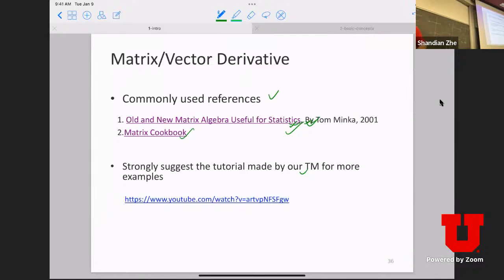And if you still feel a little bit uncomfortable and want more practice and more examples, I have posted this tutorial made by my student. He did this tutorial before, and he spent one whole lecture introducing this. Many previous students felt really great about this lecture. So if you have time, or if you feel it's necessary, you can just watch this video.